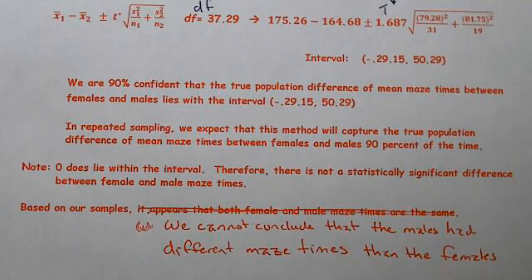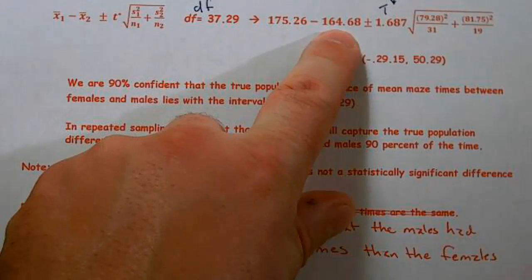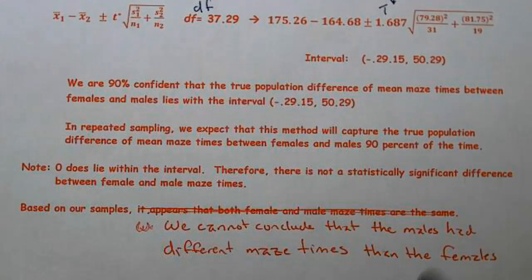We are 90% confident that the true population difference of mean maze times between females and males lies within this interval. In repeated sampling, we expect this method will capture the true population difference of maze time between males and females 90% of the time. Note, 0 does lie within the interval, therefore not a statistically significant difference between female and male times. The reason to say statistically is because we see the female's times are a little bit longer than the male's time, but it's not statistically significant because 0 lies within the interval.